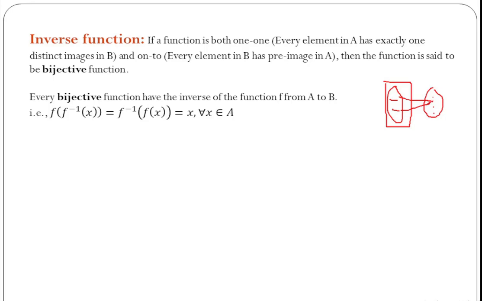Here one element is defined with two elements. Sorry, two elements from the domain are mapped to a single element, so this is not one-one. Suppose we have the lines like this, and each line is mapped with two different lines. Like this, it is one-one.